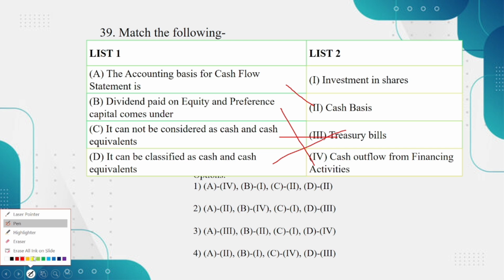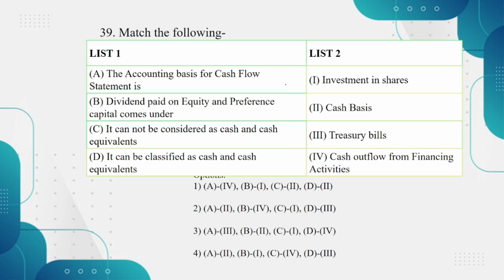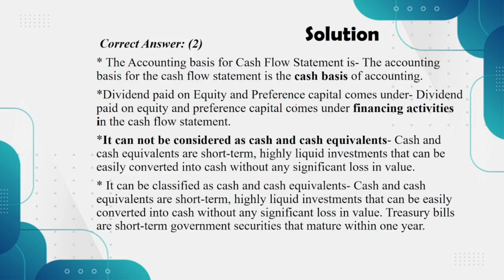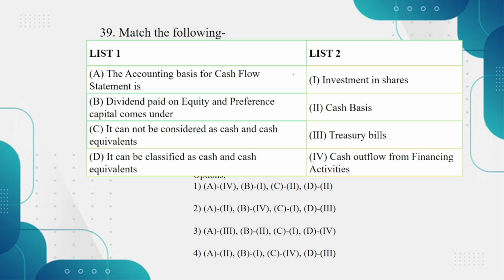Once again I will mark it. Cash basis is the basis for cash flow statement preparation, and you know very well dividend paid on equity share comes under cash flow from financing activity, and it cannot be considered as a cash and cash equivalents item. Investment on shares, and it can be classified as cash and cash equivalents, treasury bills. So second one is the answer.